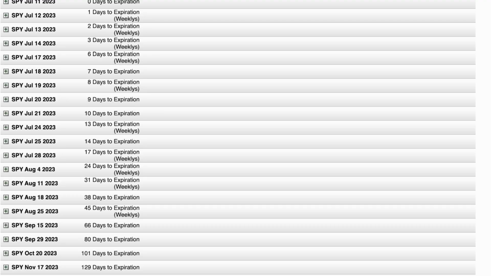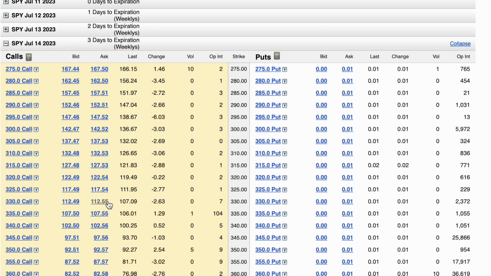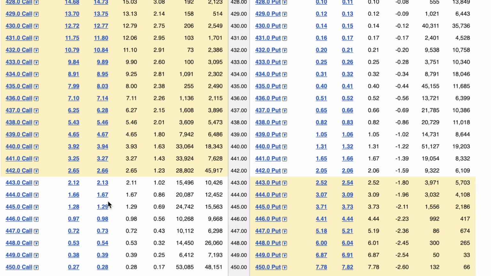So what is the best options expiration date for your overnight swing trade? Well, let's start off looking at the numbers. All right, so let's look at some SPY option chains. And we'll start with SPY 3 days out. We go down to just in the money. The difference between 442 and 441 is 3.27 minus 2.66, which is 61 cents.